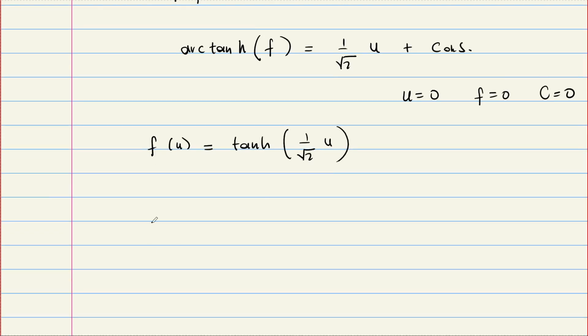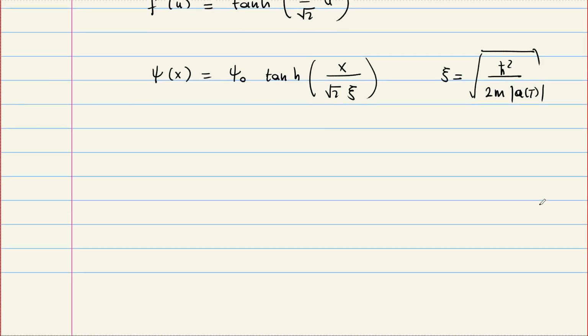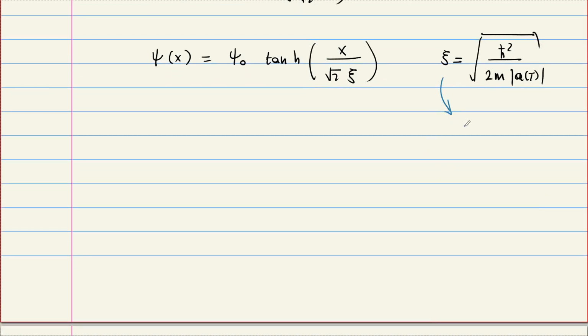But now I want to convert this to the physical order parameter. This psi of x is going to be psi 0 times tangent hyperbolic of x over root 2 times xi, and our xi is defined as h bar squared over 2m a of t, under a square root. So this thing is the Ginzburg-Landau coherence length, or if you want, the superconducting coherence length.